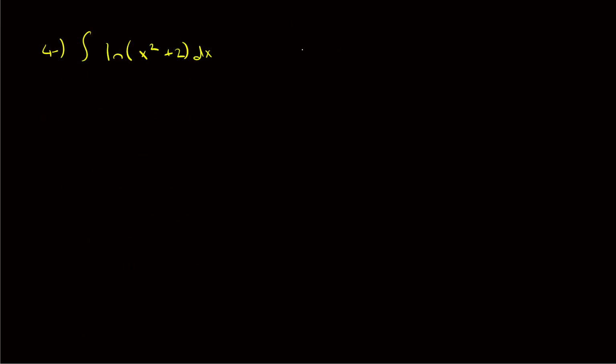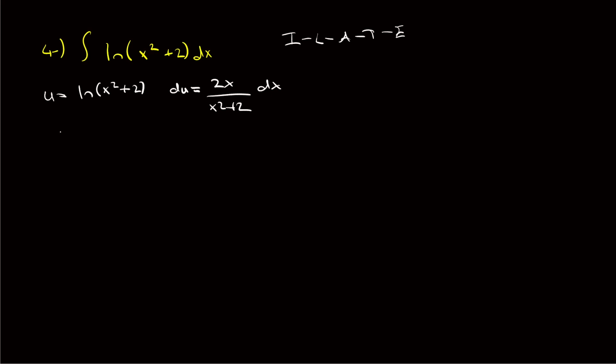For this integral, I'm going to do the same thing. I, L, A, T, E. The rule doesn't really change. u is going to be ln of x squared plus 2. du is, do we remember how to differentiate this? You differentiate inside of it over inside of it itself, dx. For dv, we have dx, and for v, we have x when we integrate both sides.